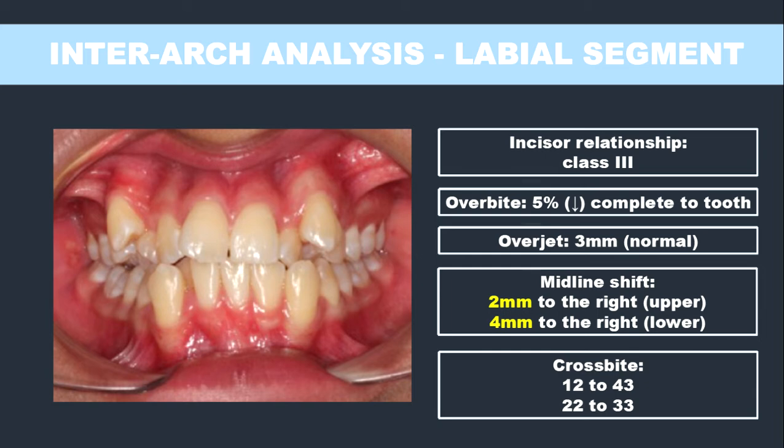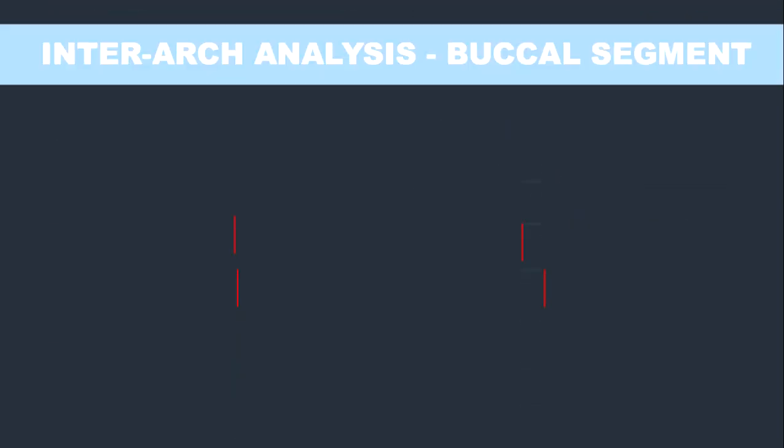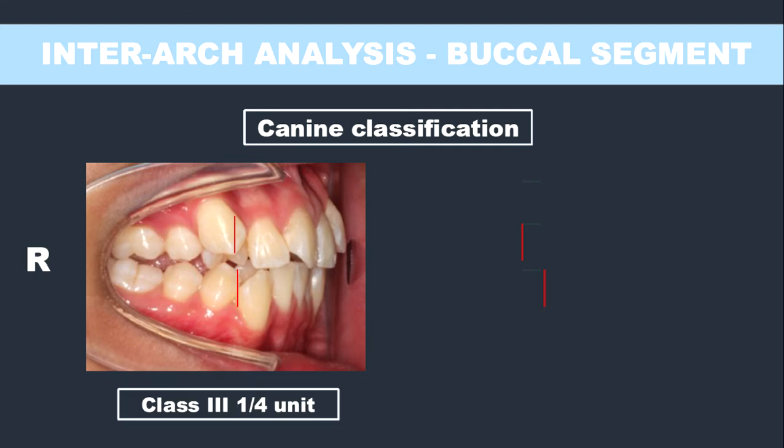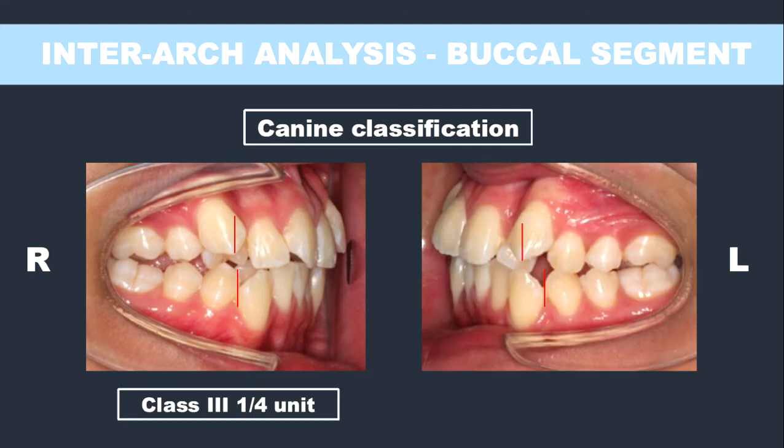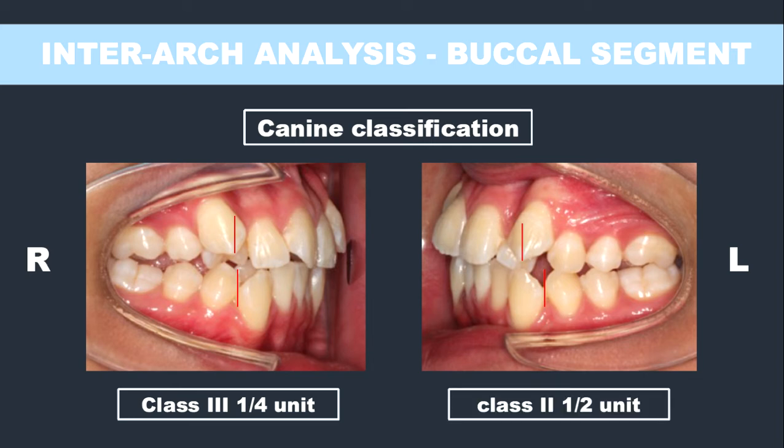There is a midline shift of 2 mm to the right on the upper teeth and 4 mm to the right on the lower teeth, and this patient seems to have crossbite on teeth 12 to 43 and 22 to 33. For the buccal segment, the canine classification on the right side, I would say that this patient has class 3 quarter unit, and for the left side, class 2 half unit.